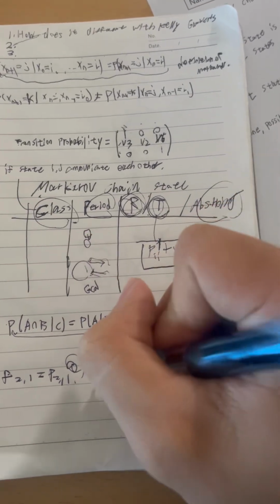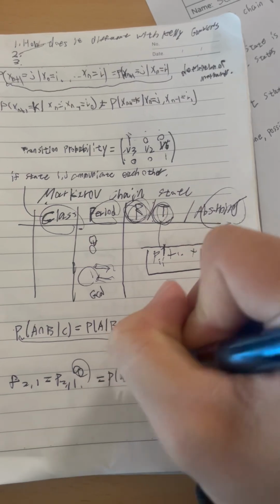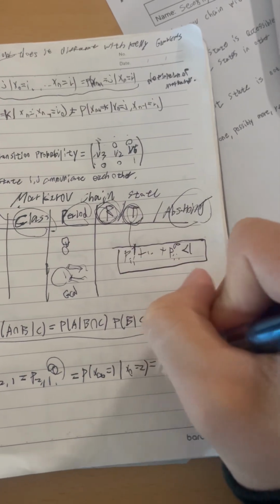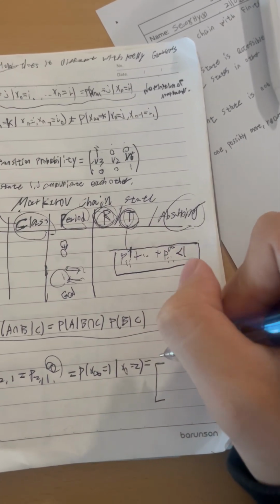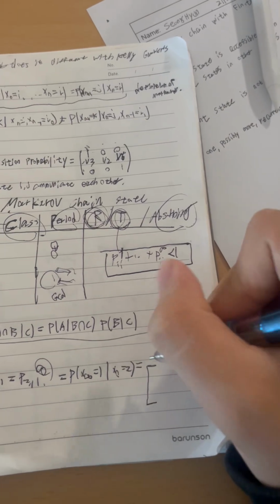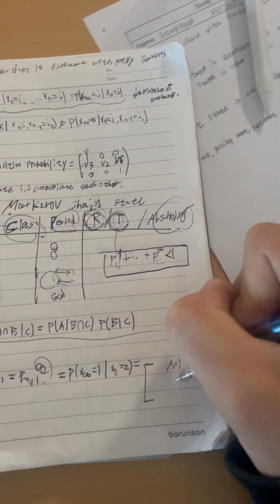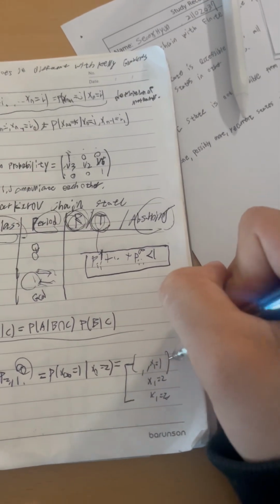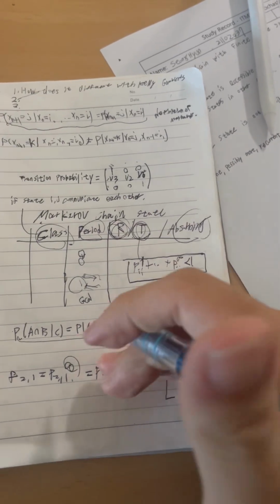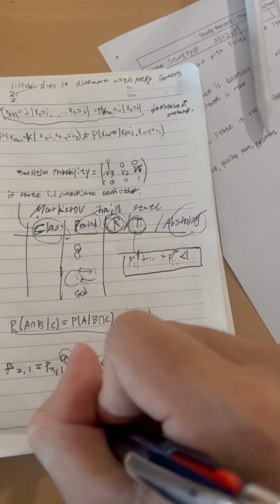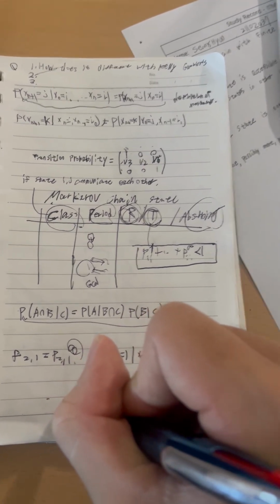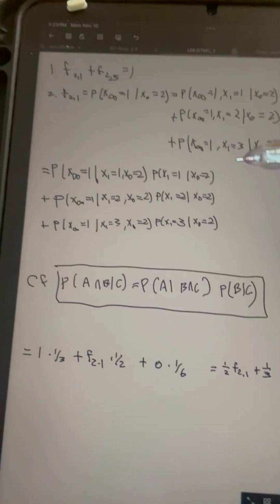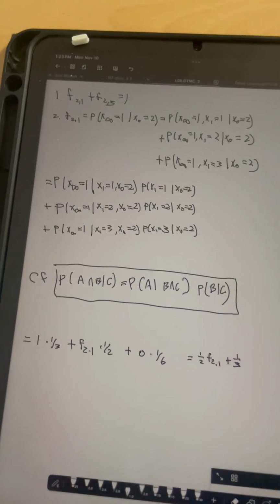We can write it down as X_infinity is 1 and X_0 is 2. Then we can split it into 3 cases: X_infinity is 1 and X_0 is 2, but X_1 could be 1, or X_1 is 2, or X_1 is 3. And there will be conditioning. Then we can write it down differently, which is P(X_infinity = 1 | X_1 = 1, X_0 = 2) and P(X_1 = 1 | X_0 = 2), multiplied by each other.